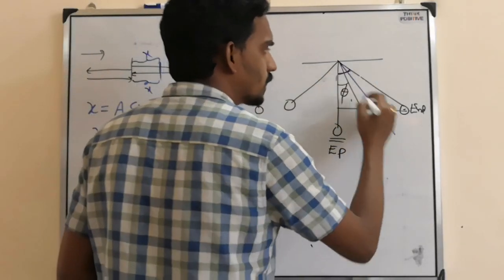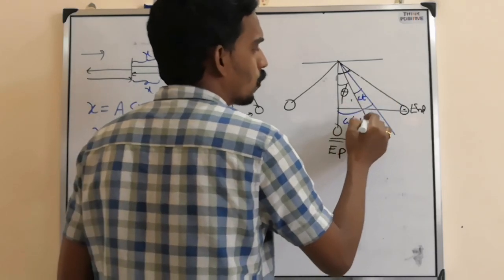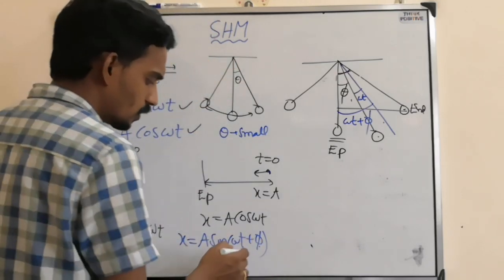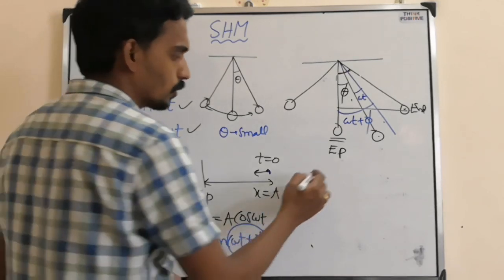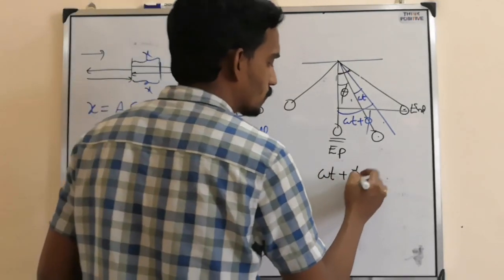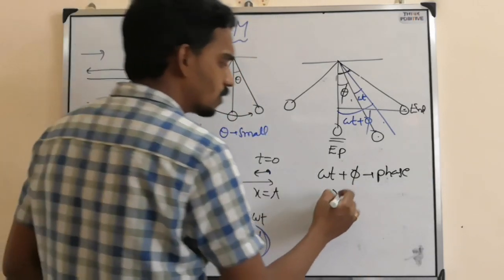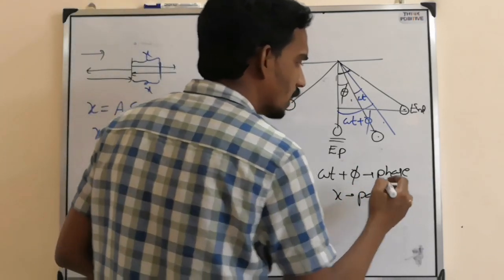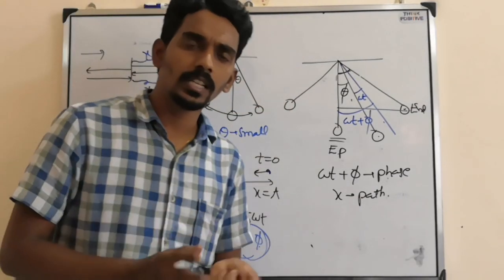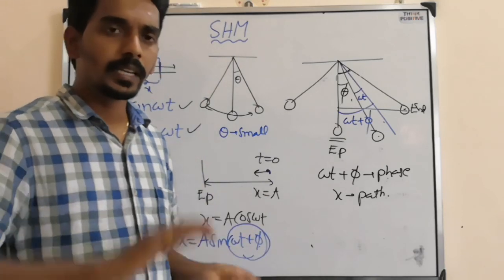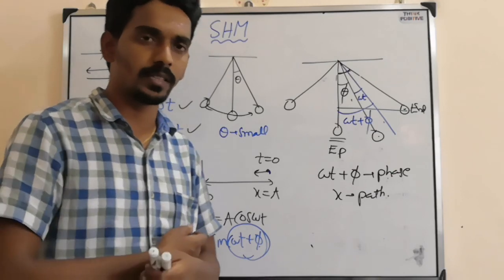After some time, suppose it covered some angle omega t, then what is the total angular position? Omega t plus phi. So this omega t plus phi is called the phase or angular position. x is called the path or linear position of the particle. So when a particle is performing SHM, the displacement changes, velocity changes, and acceleration keeps on changing.